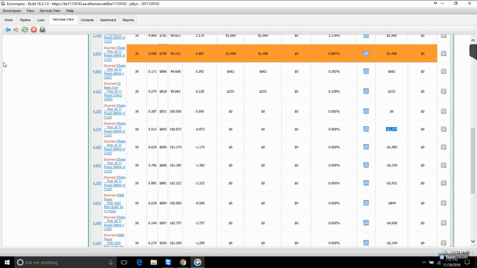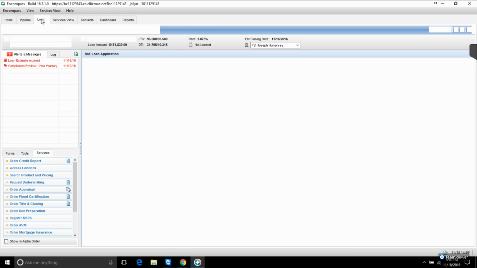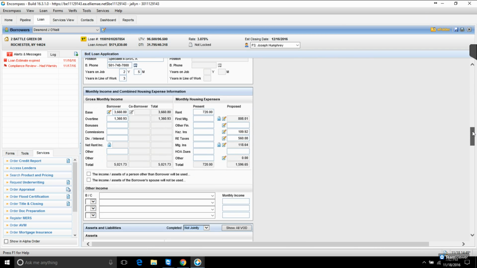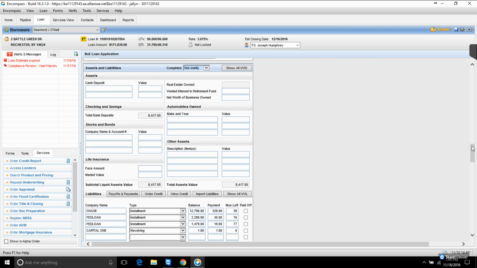So let's go click loan here, go back into the loan. I'm going to look at a few things. I'm going to go down to the asset section and look at his assets. See this? It says he has $8,400 in the bank. Because the processor probably updated this, it means I've got $8,400 that this guy can bring to closing if he doesn't need reserves.